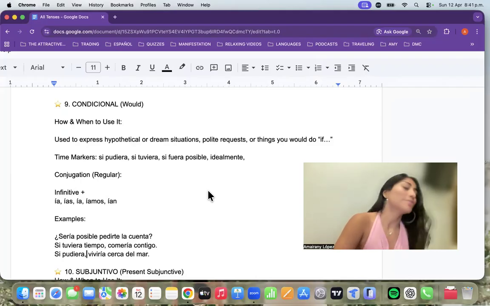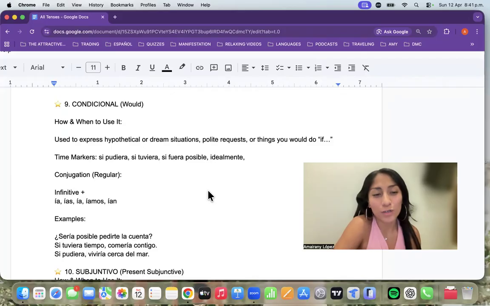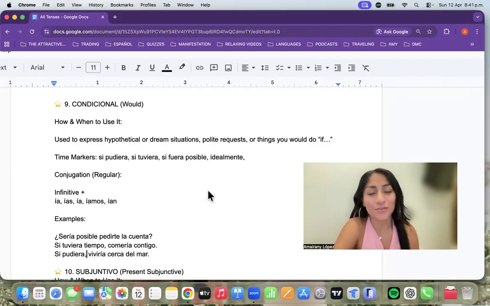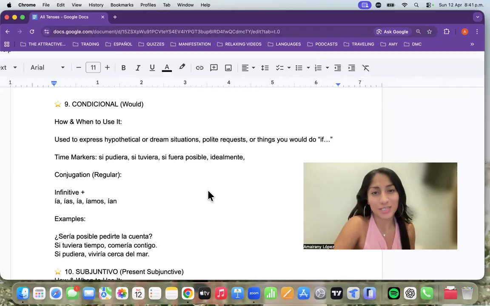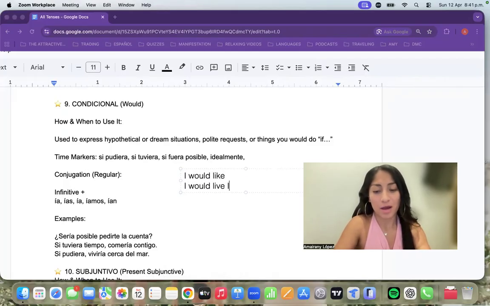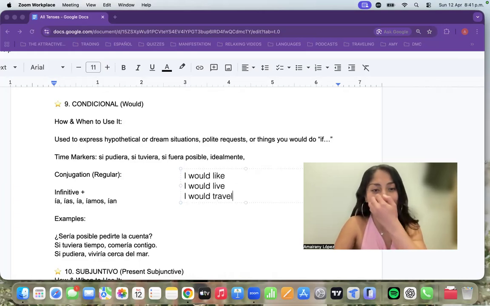And now the conditional, which in English would be "would," is something that we use to express or talk about hypothetical or dream situations, also to express polite requests or things you would do if, okay? So that's how and when to use it. And the "would" in English, for example, I would like, I would live, I would travel, okay? So all of this is the conditional in Spanish.